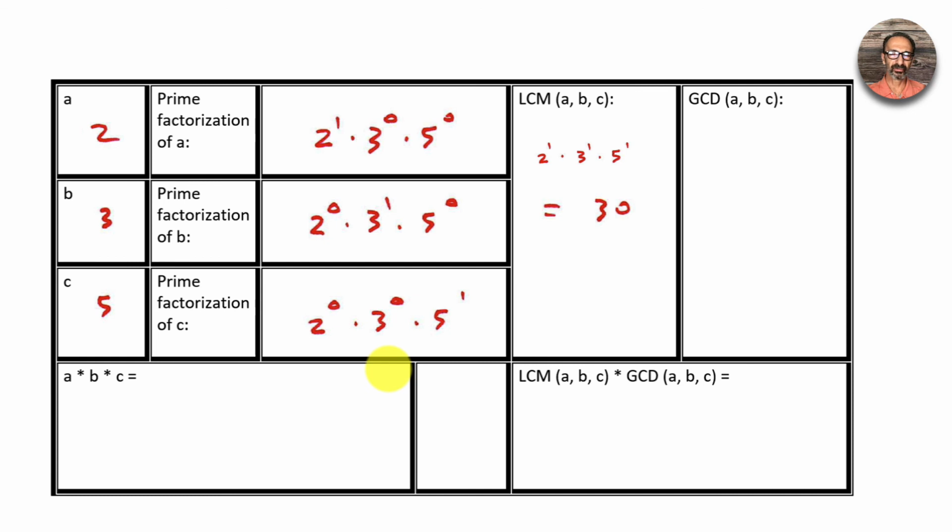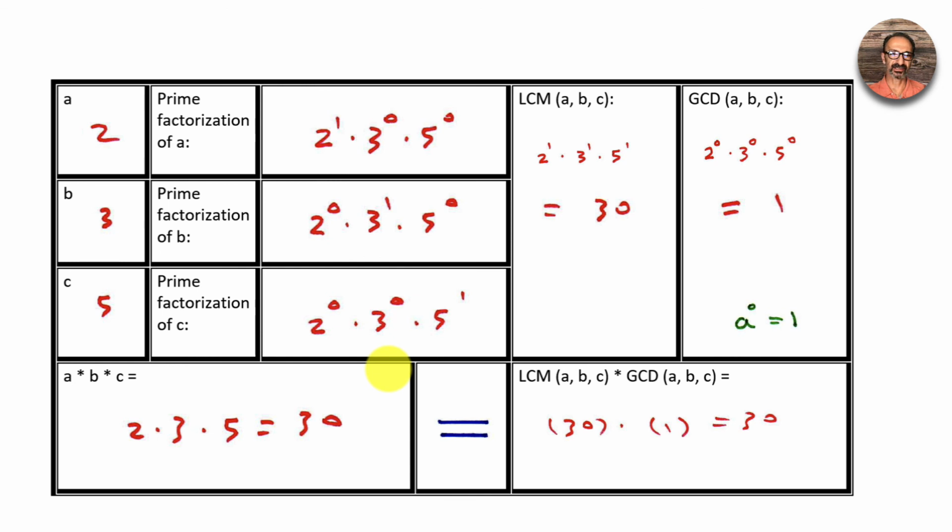Let's go for the greatest common divisor, less of each. That's 1. Going on the left, 2 times 3 times 5. That's 30. Going in the right, multiplying 30 times 1, 30. Yes, they're equal. So that's how it works.